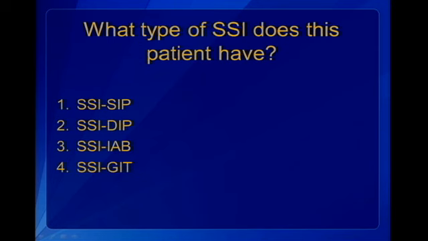What type of SSI does this patient have? Is it a superficial primary, a deep incisional primary, SSI organ space intraabdominal, GI-IAB as it is called, or SSI, there's another one that's called GI-GIT, which is gastrointestinal. One's intraabdominal, and one's GITs are gastrointestinal. Which one do you think this patient met based on the findings?